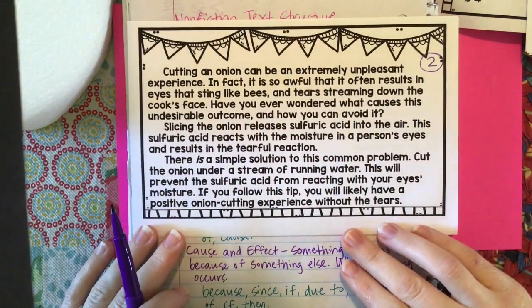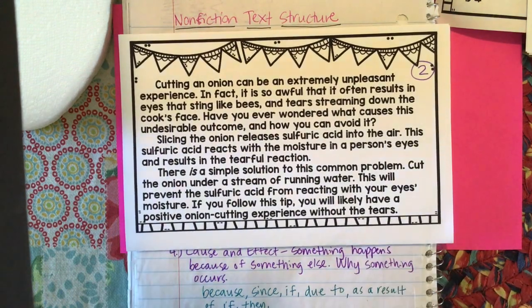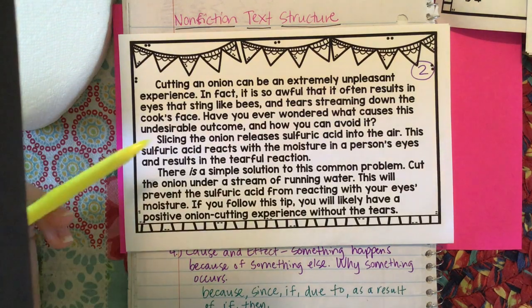So what we're going to do this week is read through a couple of short passages on onion facts, and then we're going to try to decide how the author has organized the information. So deciding on what the organizational pattern is. So as we read through, we're going to look for some keywords and see if we can decide which one of our organizational patterns the author has used.